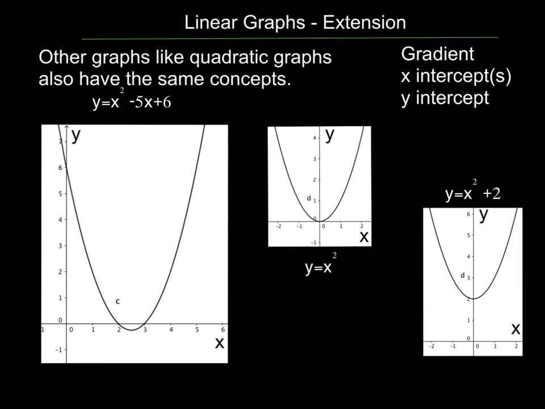Here are three different quadratic graphs. They all have the same parabolic shape. So you can see the parabolic shape of a quadratic. But what's different here is, while a linear graph always has an x-intercept and a y-intercept, quadratic graphs don't have to have an x-intercept. In this example here, we've got a y-intercept and two x-intercepts.